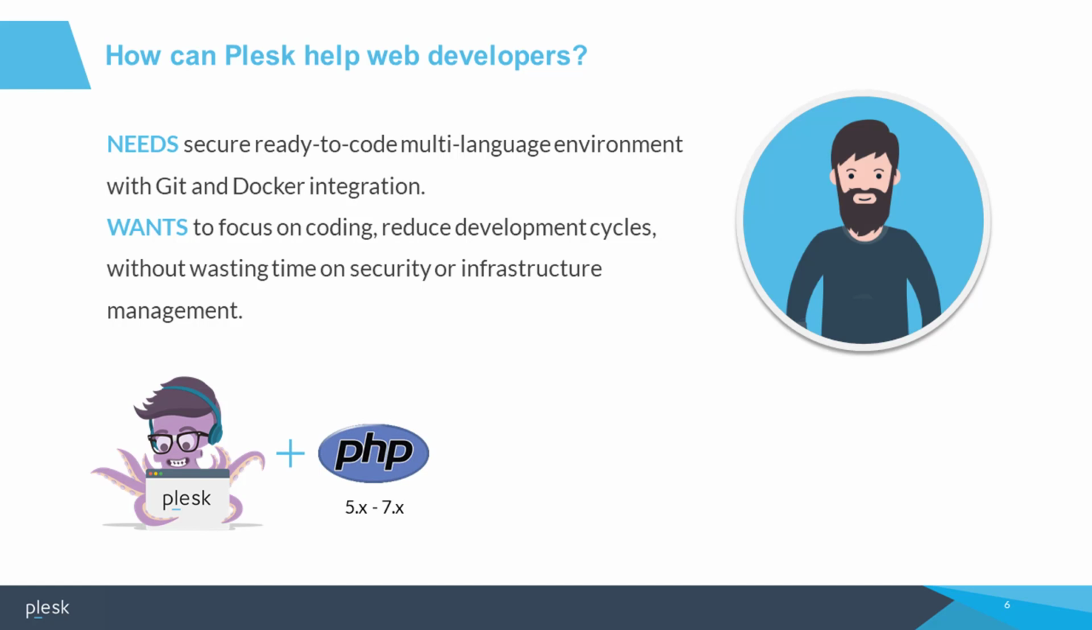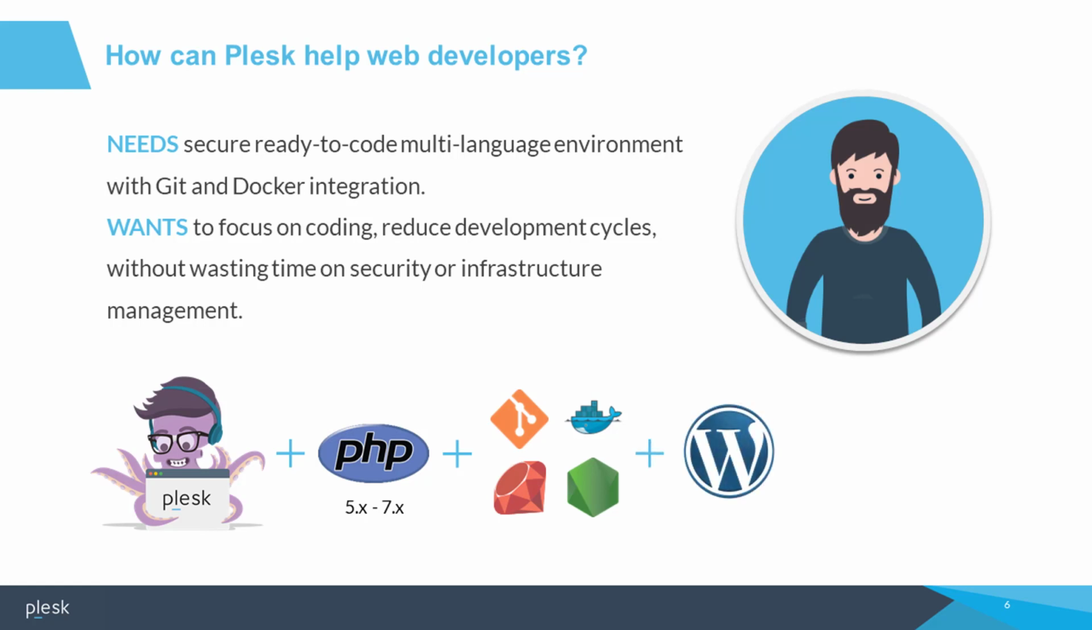Plesk comes with multiple PHP versions available for installation right through the Plesk web interface. Free extensions for Docker and Git integration are available through the Plesk extension catalog, as well as support for multiple programming languages, namely Ruby and Node.js. And if you are using WordPress as the basis of your projects, then our top extension, WordPress Toolkit, will be an invaluable tool for you.